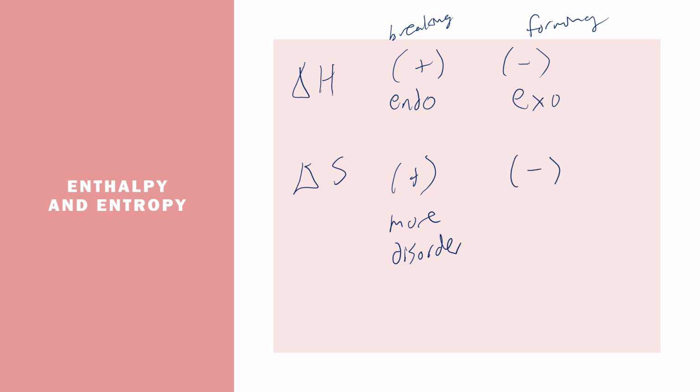If delta S is negative, then we can simplify that as saying it's less disordered. But really it just has fewer potential microstates, fewer possible arrangements in space if it has a negative delta S.